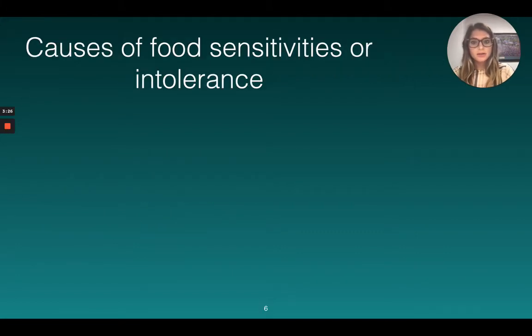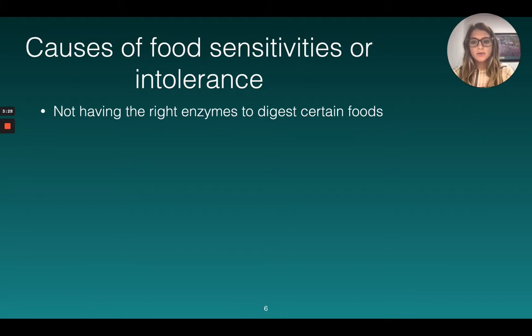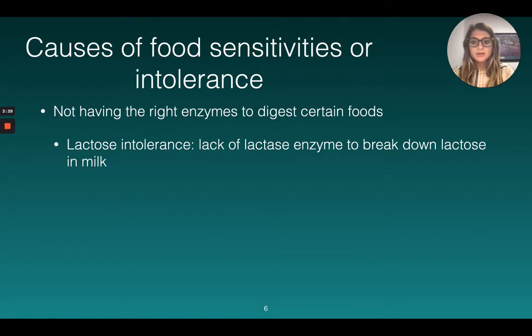The causes of food sensitivities or intolerances are not having the right enzymes to digest certain foods. So if your body does not have the right enzyme to break that food item down in the digestive tract, then it can cause a reaction or symptoms. For instance, lactose intolerance. Anyone who has a lactose intolerance lacks the enzyme called lactase in order to break down lactose in milk. Lactose is a naturally occurring sugar in milk. However, people who do not have that lactase enzyme can't break down that sugar when they consume milk, and so the inability to break down that sugar can cause some response and reaction.